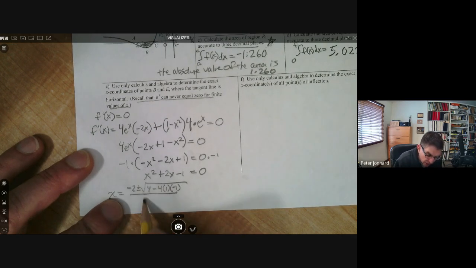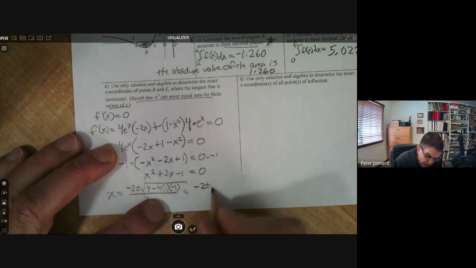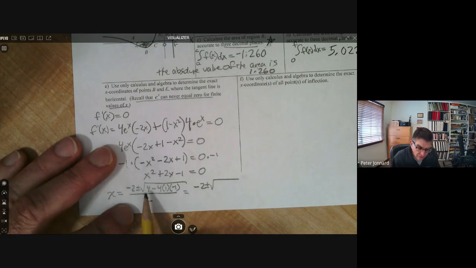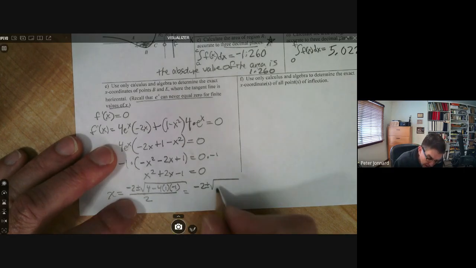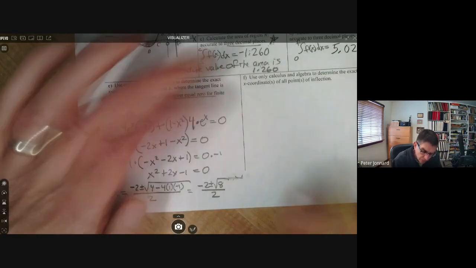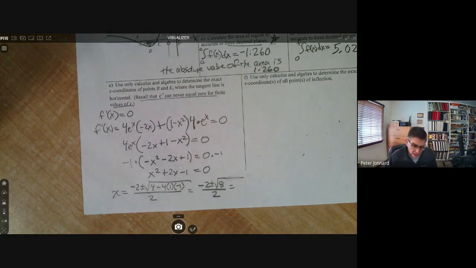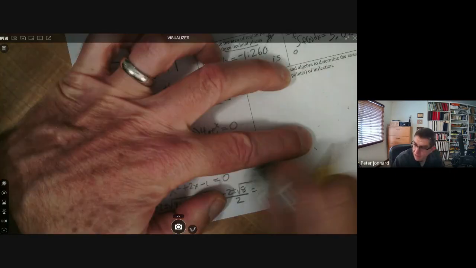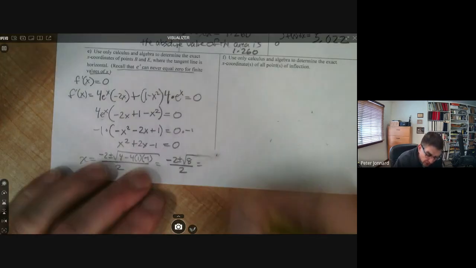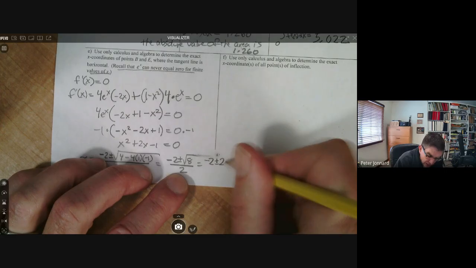all divided by 2a. So I end up with negative 2 plus or minus radical of, what would this be? 4 plus 4, right? 4 plus 4 is 8, all over 2. Okay, and then I need to simplify that. So again, I'm using the wrong kind of eraser. I should be using this kind of eraser here to do this. So this is negative 2 plus or minus 2 radical 2 all over 2.